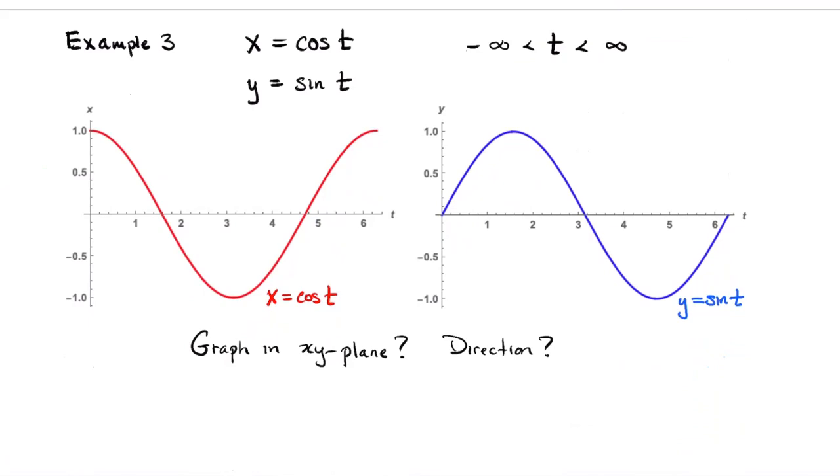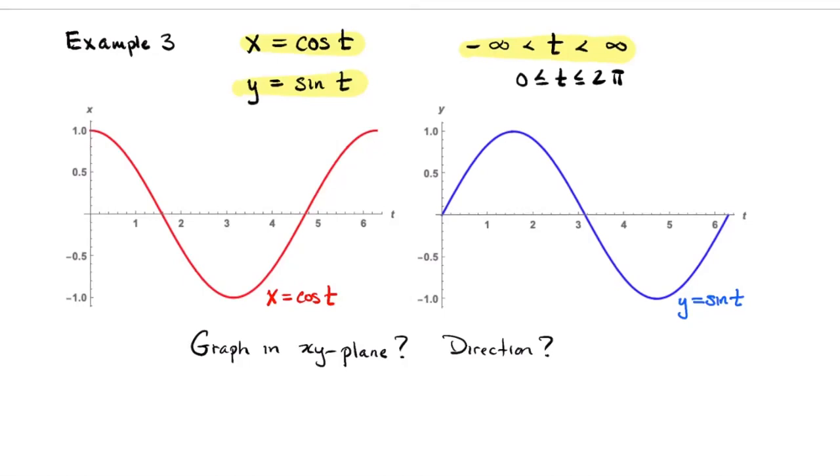So here's a third example. Parametric equations, I'm taking this from trigonometry. So x is equal to the cosine of t, y is equal to the sine of t. t can be any real number. Here in both of these graphs, I've only plotted t between 0 and 2 pi. That's good enough to know what's going on because cosine and sine are 2 pi periodic functions.